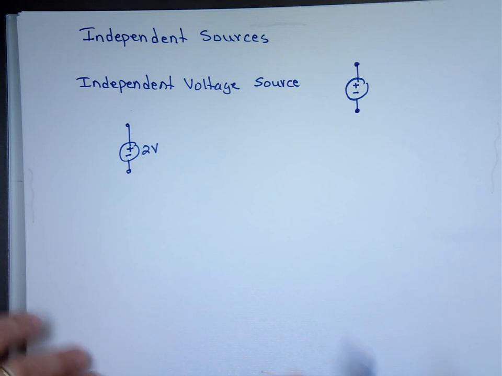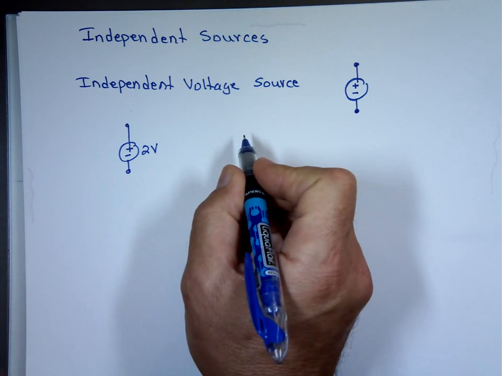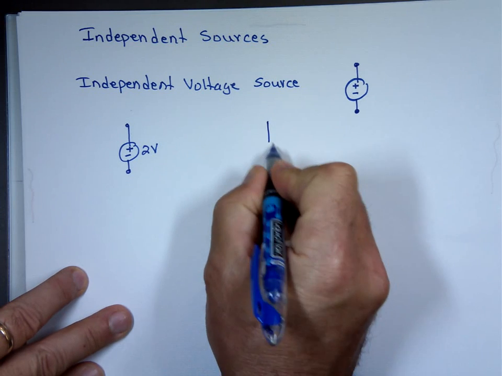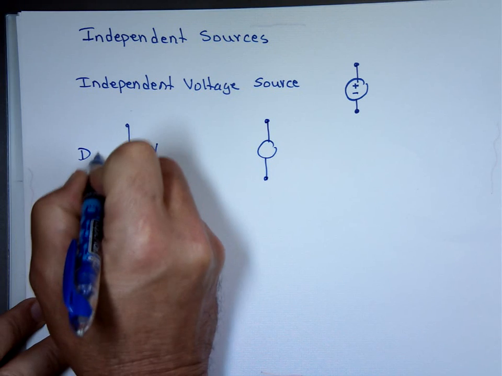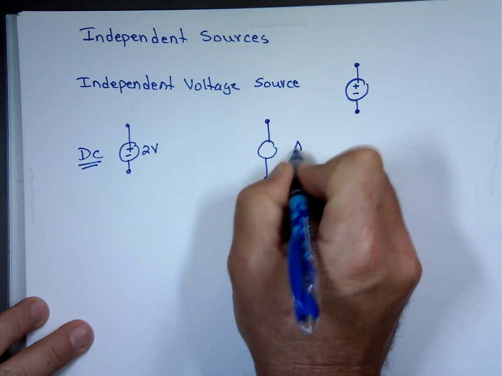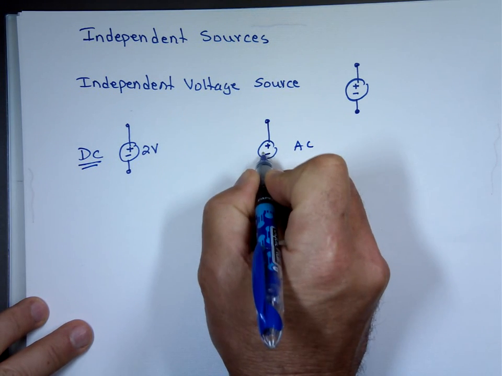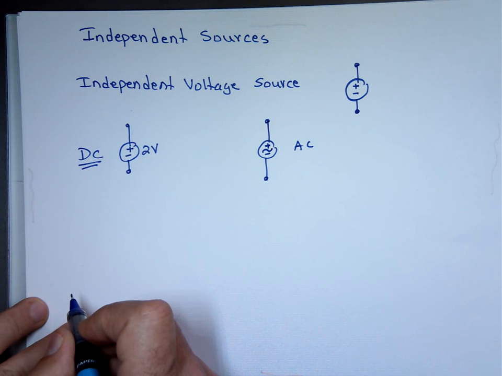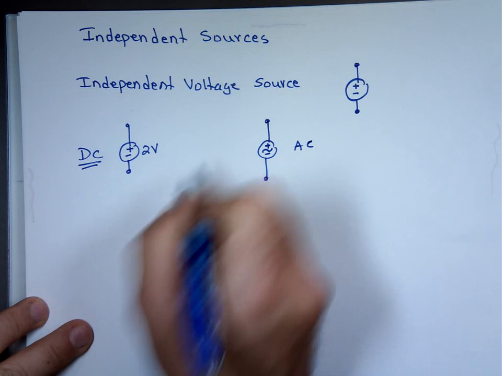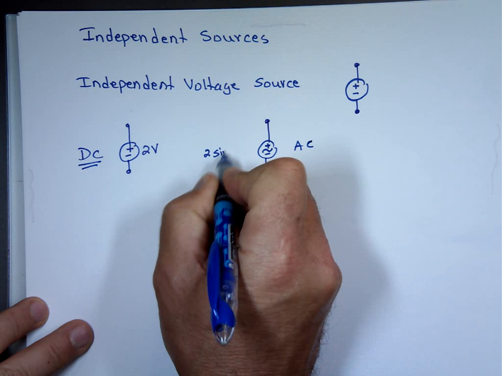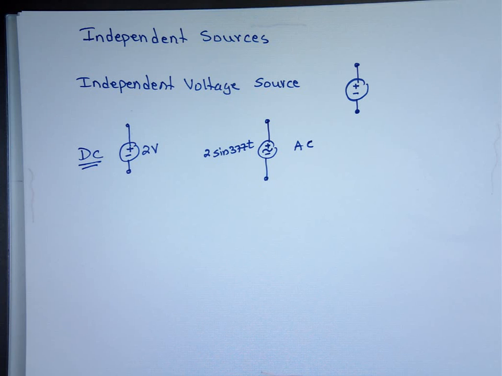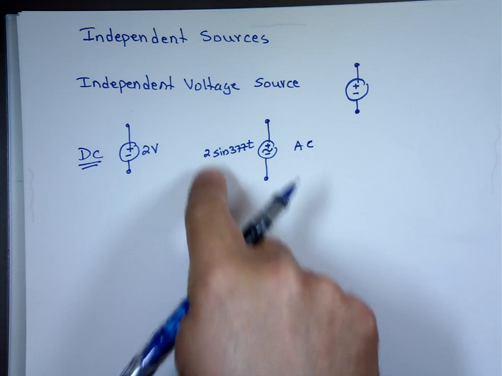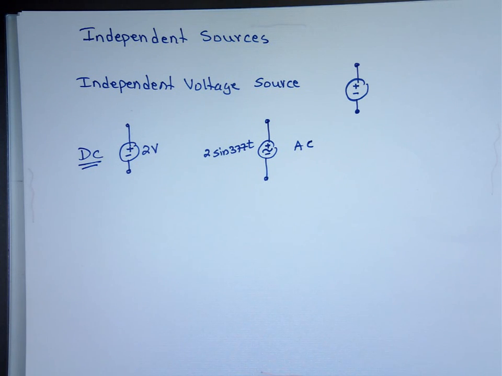A lot of times, if the source is an AC source, we'll graph it looking like this. That's a DC: direct current, constant value. If it's an AC source, we have that squiggly line. So that source might say 2 sin 377t. So it's not 2 volts, it's a sine wave with a peak value of 2. An AC source. So we put that squiggly line in it.